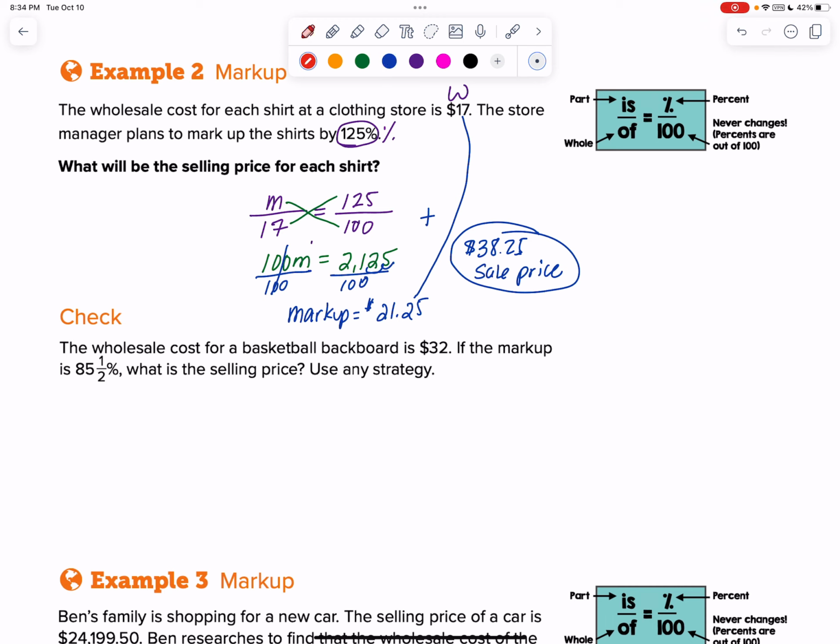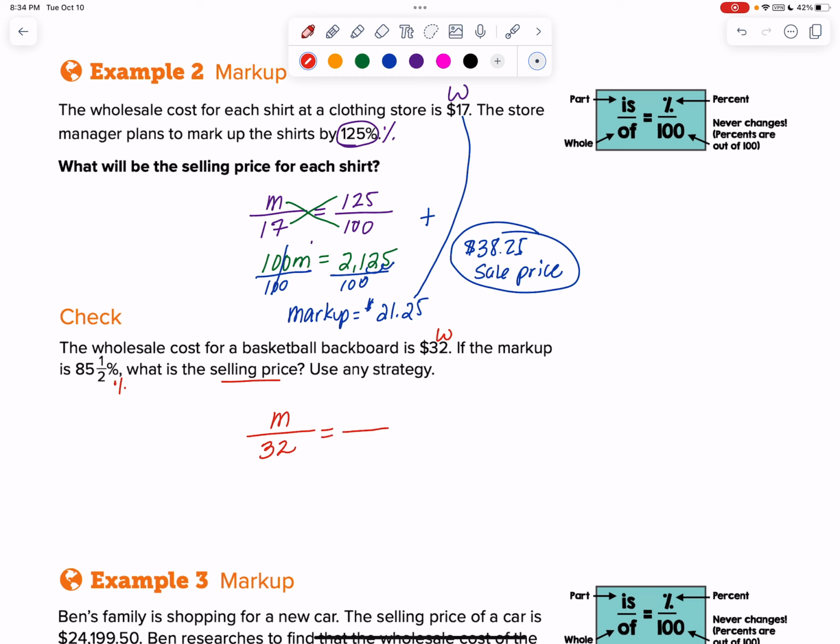Okay, so the wholesale cost of the basketball backboard is $32. So that's my whole. So I'm going to label that. My markup is 85.5%. So this is obviously my percent. They want to know the selling price. So let's go ahead and set it up. So we'll use the variable M for markup. Over $32 is our whole, or our wholesale price.